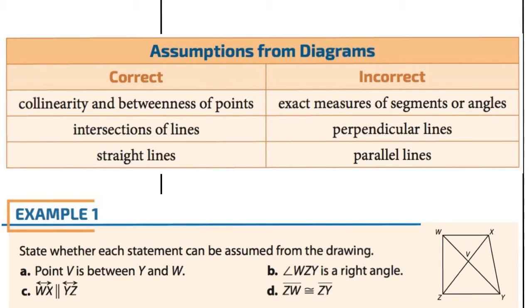C, the C's assumption wants us to assume that WX is parallel to YZ. So it wants us to assume this. Now it's not marked within the picture, and we cannot assume that lines are parallel unless it's marked. And last but not least, that ZW is congruent to ZY. Again, no, we cannot assume lengths of lines or segment measurements. We cannot assume segment lengths.